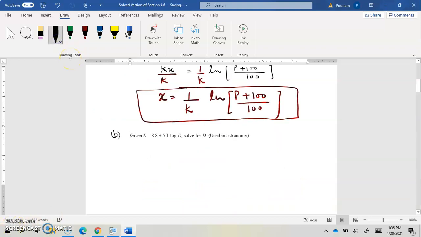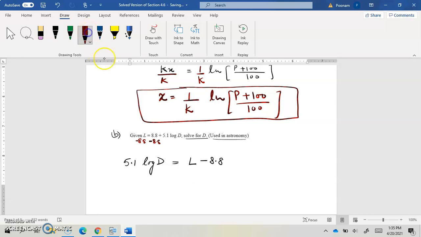Let's look at part B. It's an astronomy problem. Given L is equal to 8.8 plus 5.51 log D, solve for D. So we need to find D. So that means we need to isolate the term containing D. I'm going to subtract 8.8 on both sides. That is going to get me 5.1 times log of D on one side. Other side would be L minus 8.8.